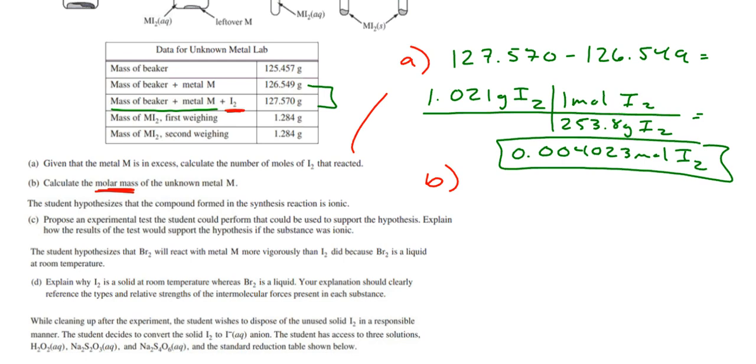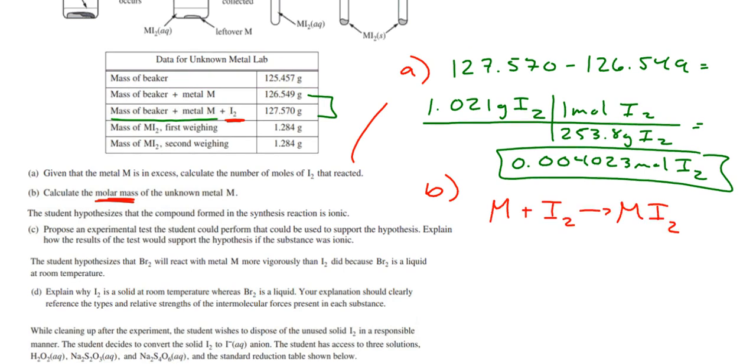The reaction. The equation is about as simple as it gets. M plus I2 gives you MI2. So if I have a certain amount of I2, it equals the amount of M that I have. Right? I mean, that's basically what it would be. So it's important to have that as an understanding. So that is going to be with moles. So the moles of my M equals the moles of my I2. Why do I need that? Because molar mass is grams per mole. So I need both items.